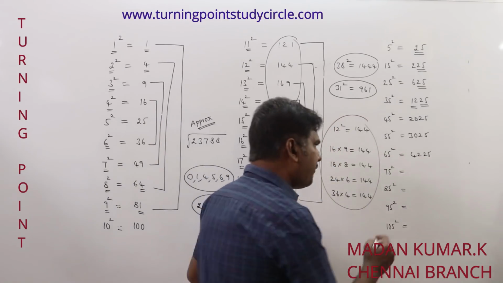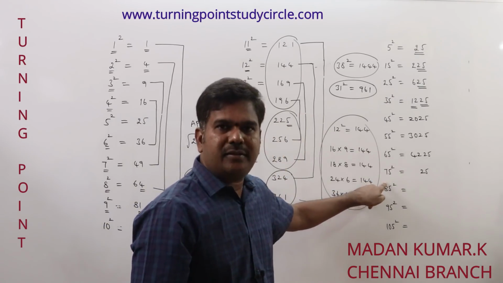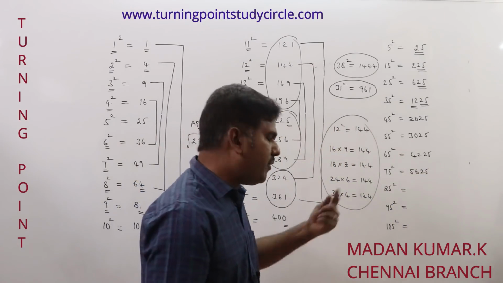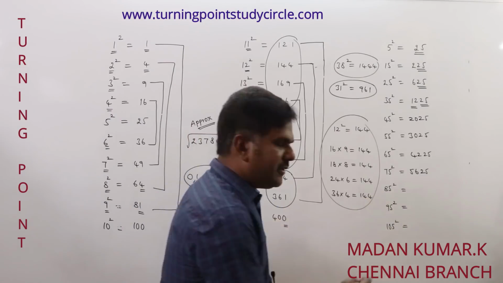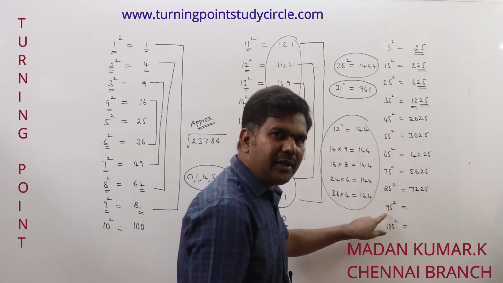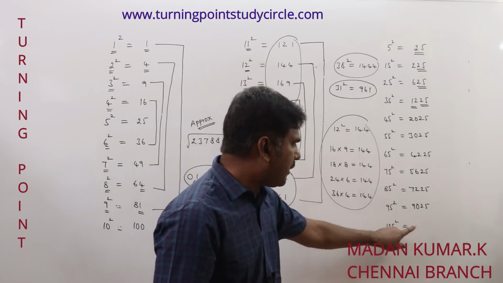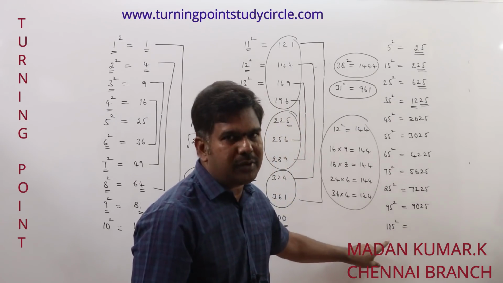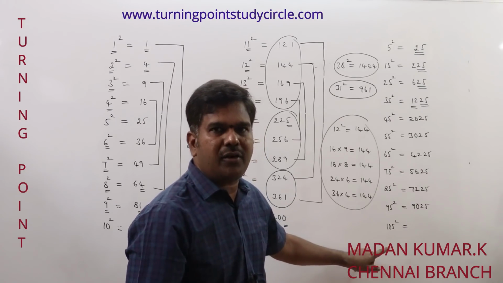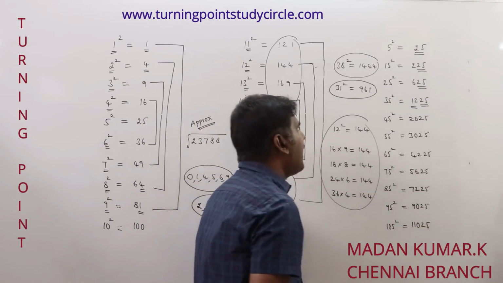75 square, again 25 will be common as the last 2 digits, right? So 7 8s are 56, 5625. 85 square, directly we will go ahead. 8 9s are 72, 7225. 95 square, 9 is there, 9 10s are 90, 9025. 105 square, 25 will be common. Apart from 5, the other number is 10. 10 has to be multiplied with the next immediate higher number. 10 into 11 is 110, so 11025. As simple as it is.